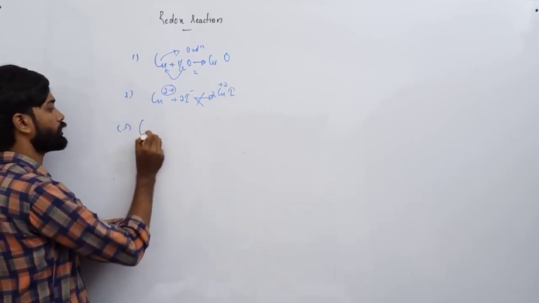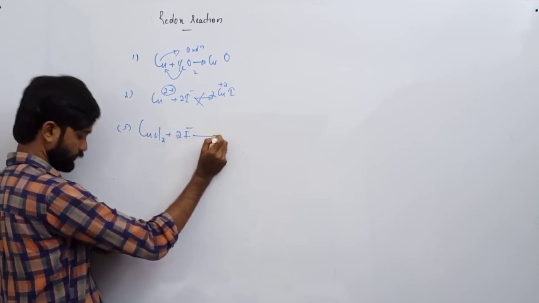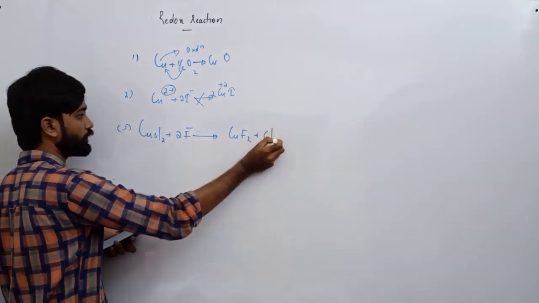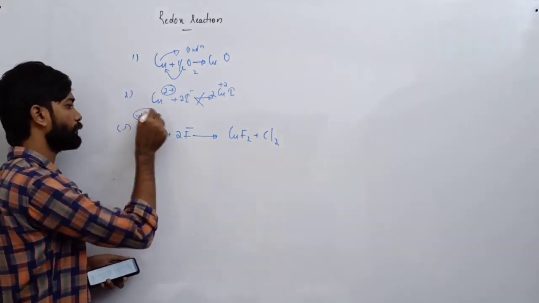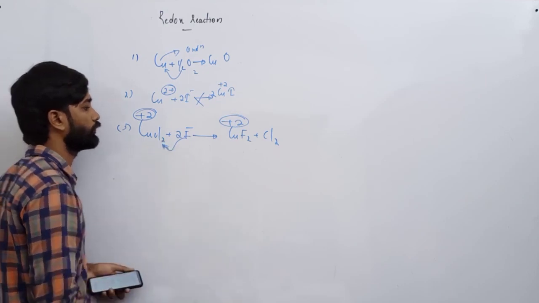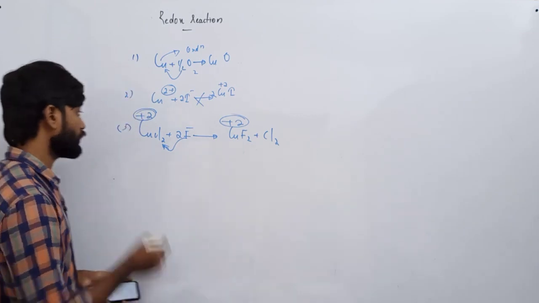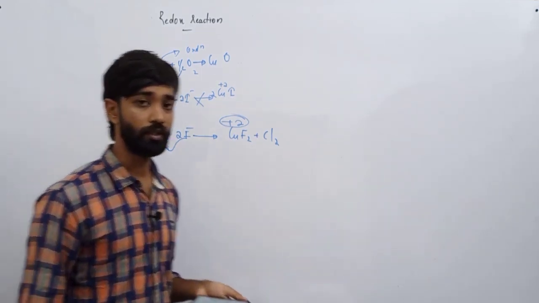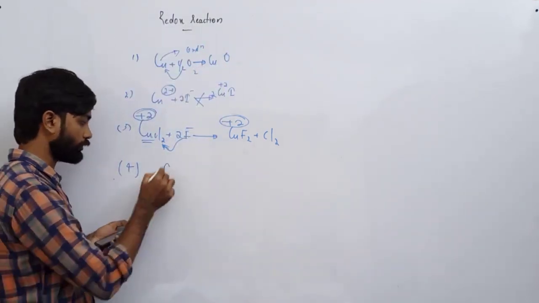What about the next? CuCl2 plus 2F- gives CuF2 plus Cl2. Copper is in +2 and stays in +2. This is simply a displacement reaction. The oxidation states of the anions change, but the copper is a spectator ion, meaning its concentration remains unchanged.